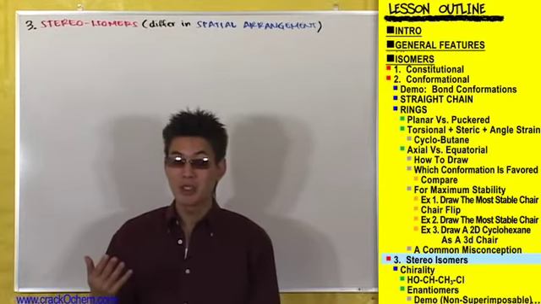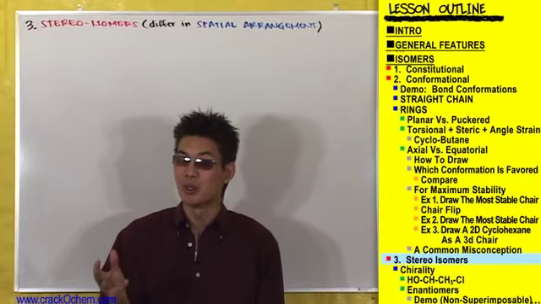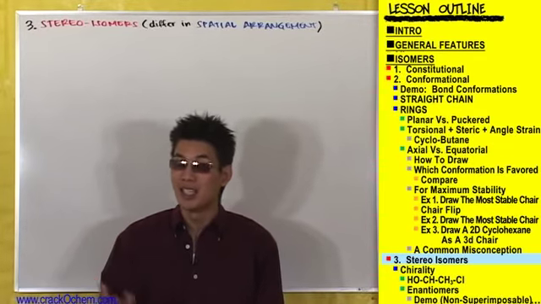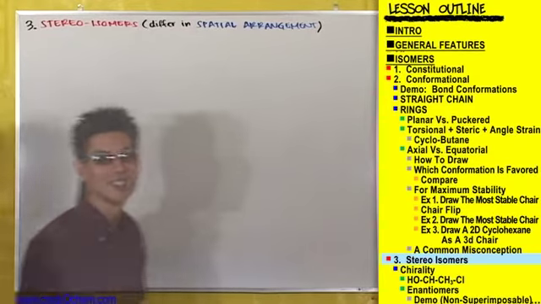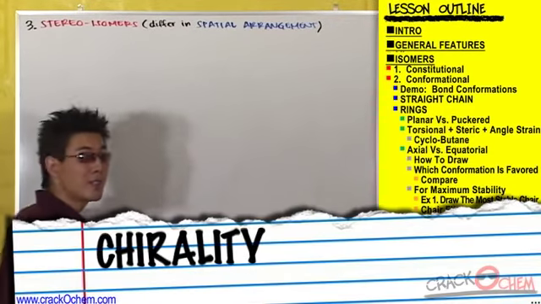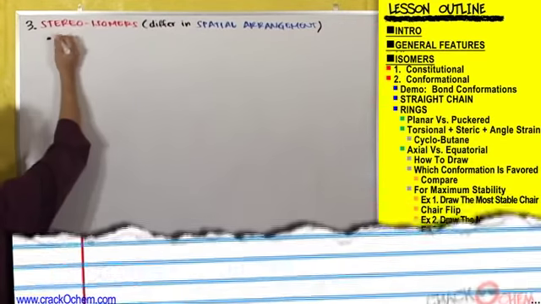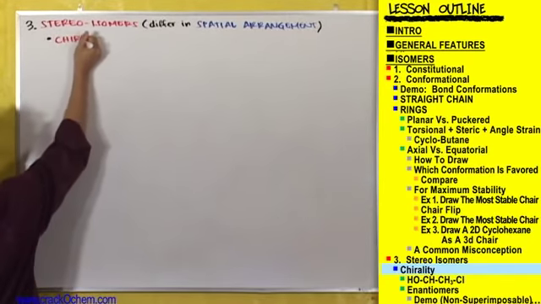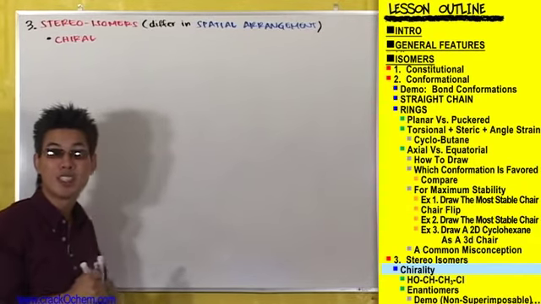In order for a compound to have a stereoisomer, that compound has to be chiral. It has to express chirality. And what does this mean? What does it mean to be chiral? Well, let's write this down. Okay, so a compound has to be chiral in order for it to have a stereoisomer.